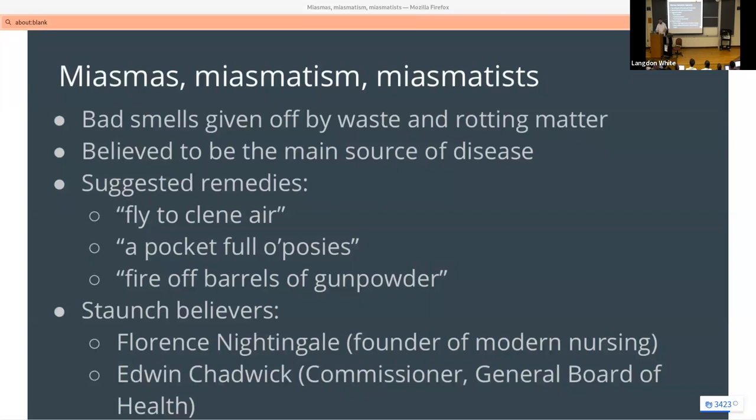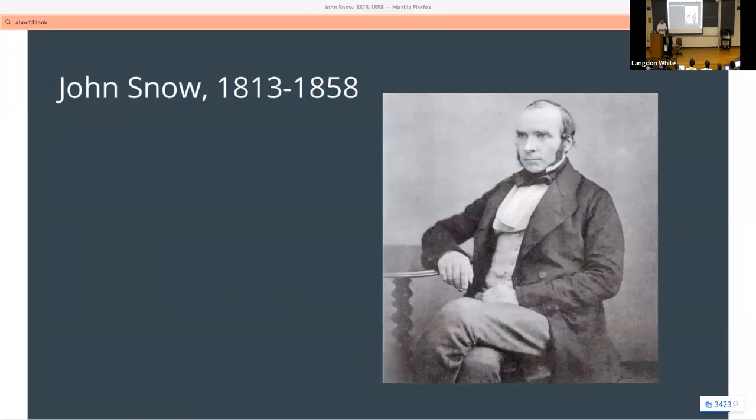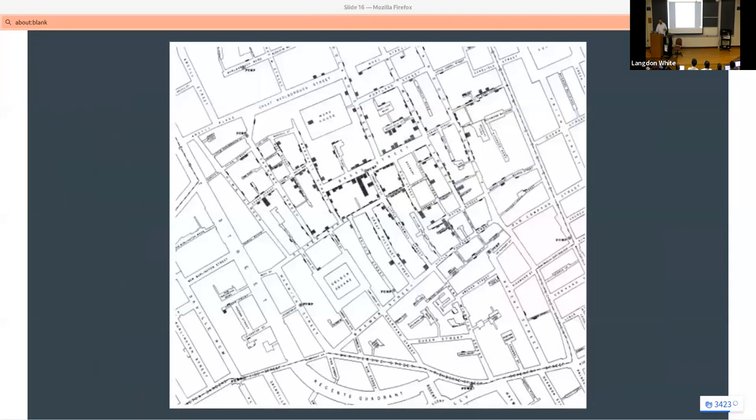And when this person came along, he did not really have a medical background, but was more interested in data. What he did was make a map. On that map, he filled in, if you can see the dark spots, those were places where people were getting cholera. As you can see, there's not a lot of it over here, but there's a lot over here.